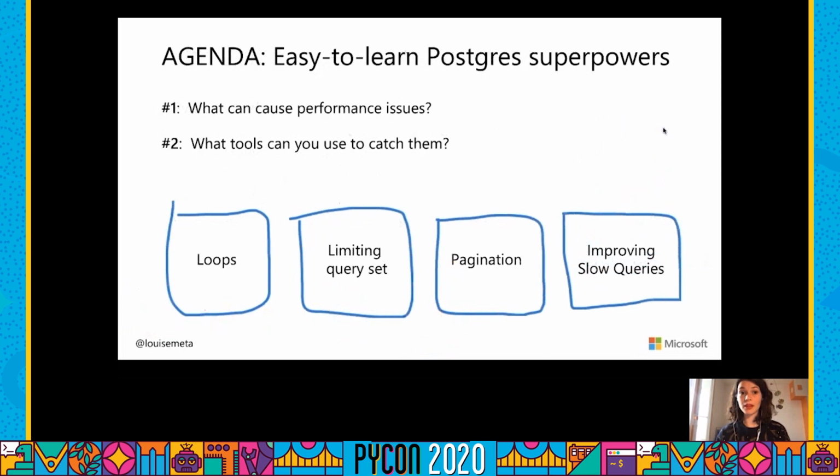So a little bit about what we are going to go over today. First, I want to go into why we end up with performance issues. So what can cause them and how to catch them. So what tools can you use to find those problems? And then we'll go over 4 case scenarios of things that can happen in your application and in your database that can cause performance issues. So it will be loops, limiting query set, pagination, and overall looking into slow queries.